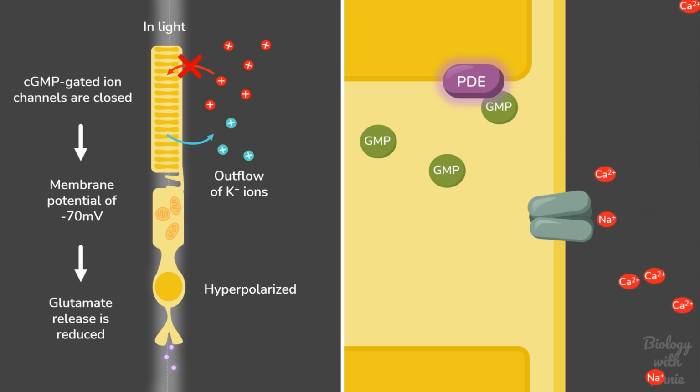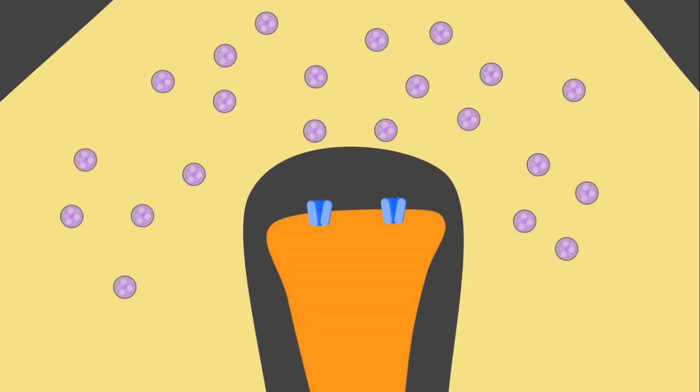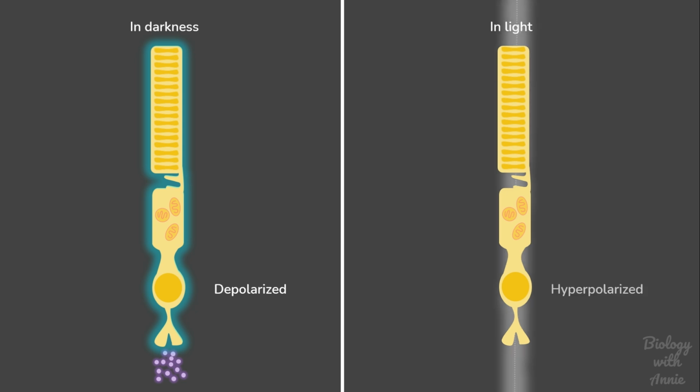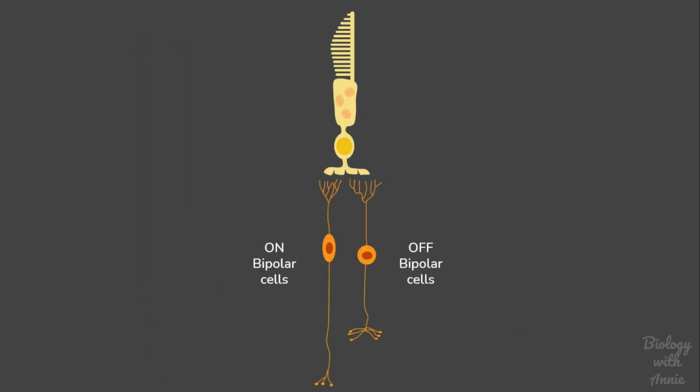Glutamate is a neurotransmitter, which are molecules released by neurons to communicate information to neighboring cells. Once released, they bind to specific receptors on nearby cells, temporarily altering their electrical properties. The release of these molecules depends on the cell's membrane potential. When photoreceptors are depolarized, glutamate is released into the extracellular space. However, when the photoreceptors are hyperpolarized, there is minimal glutamate release. The glutamate released by photoreceptors binds to two types of bipolar cells, on bipolar cells and off bipolar cells.